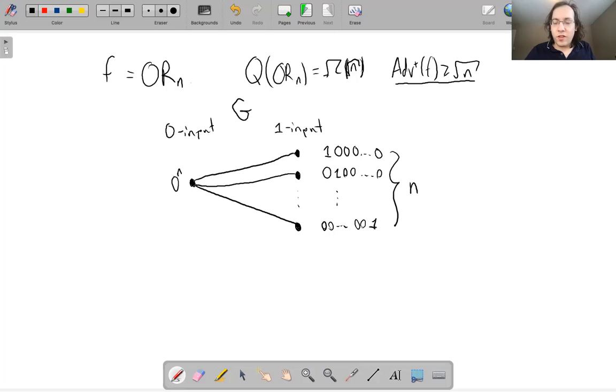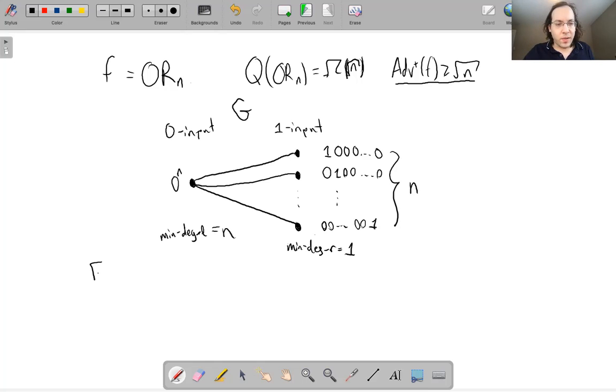Now the first thing we need is the min left degree and the min right degree. Here the degree of this vertex right here is n. So the min left degree, the min deg on the left, is equal to n. And here, all of them have degree 1. Every point on this side has one incident edge. So the min deg on the right is equal to 1.